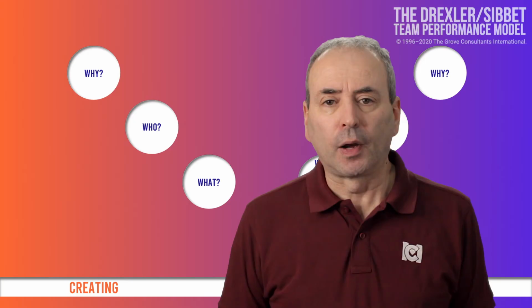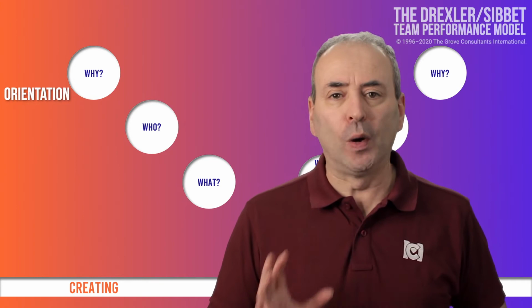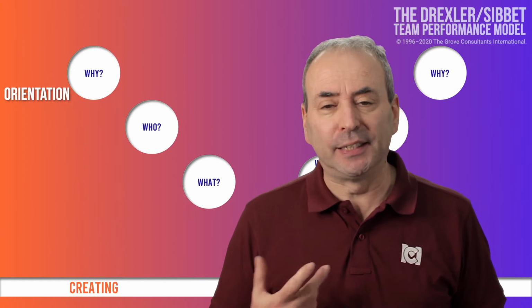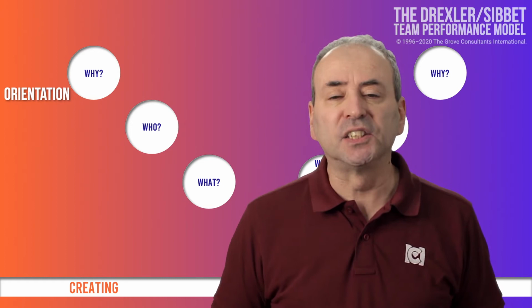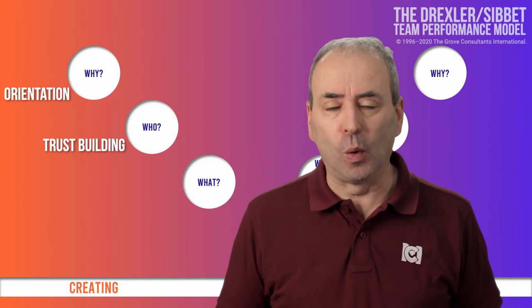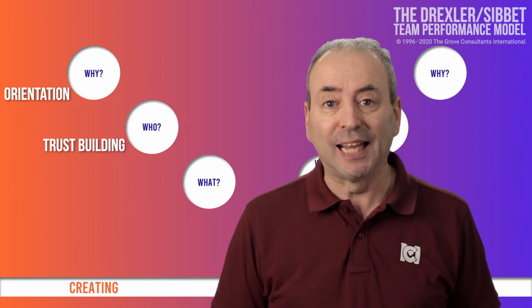The first stage is orientation. This is where we ask questions about why we are here and together. This is fundamentally about the team figuring out what its purpose is. The second stage is trust building. This is where team members ask, "Who are you?" to one another. They find out about each other's capabilities, they start to build relationships, and they start to build trust.